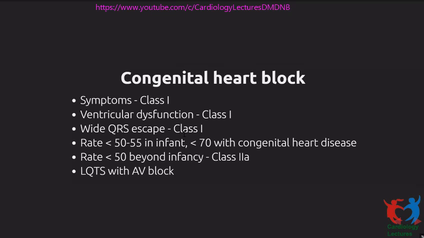Once they cross infancy, a rate less than 50 is generally considered a class 2A indication. One interesting condition is children who come with long QT syndrome with AV block. Again, typically seen in infancy. It's typically a very malignant long QT syndrome, which has a very prolonged QT. And because the QT is, of course, the repolarization, which is the refractory part of the ventricle, the QT is so prolonged that the P wave cannot conduct. You get functional AV block. So these children usually need to be paced.